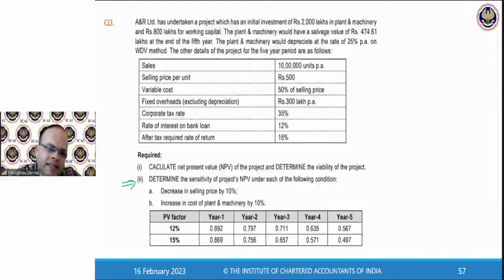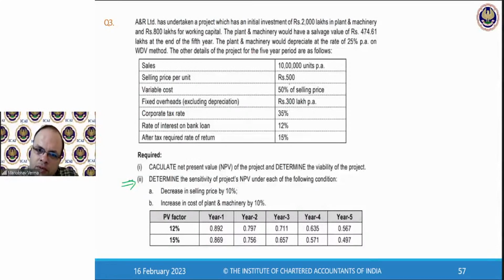What do you think, guys? Decrease in selling price by 10% and increase in the cost of plant and machinery by 10%. So what's happening here is, if we are looking at decrease in the selling price, the interesting factor is they're only talking about decrease in the selling price by 10%.